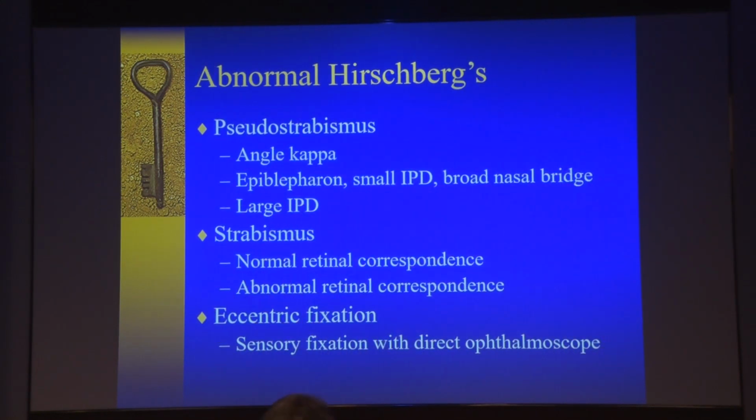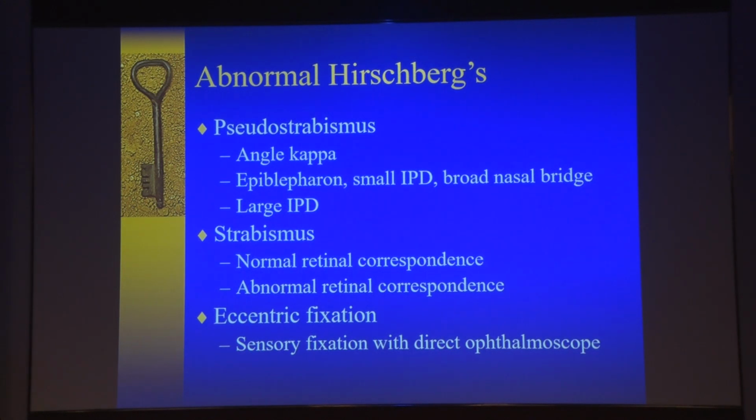So yes, you can have an abnormal Hirschberg if you have a strabismus. So that's point number two. You have a strabismus, you have an abnormal Hirschberg. But you may also get an abnormal Hirschberg in a case of pseudostrabismus, okay? So many reasons for pseudostrabismus, but the commonest one is a large angle kappa.